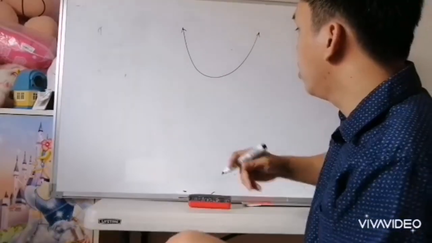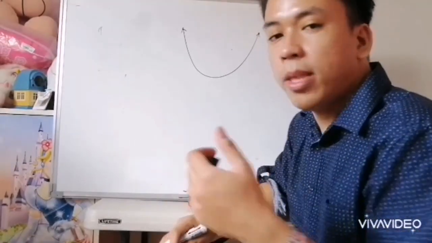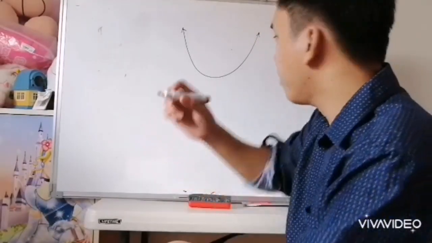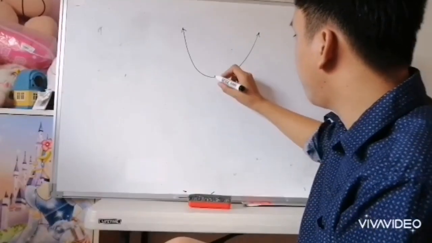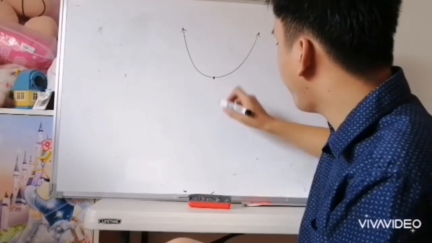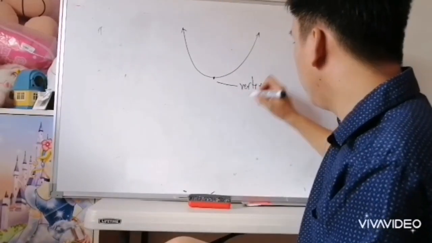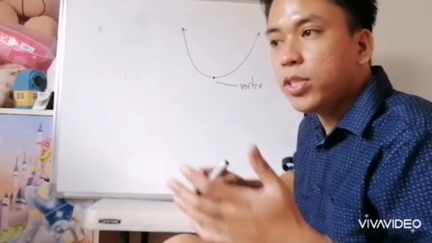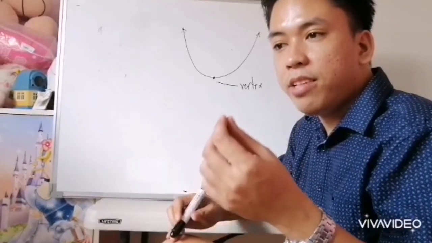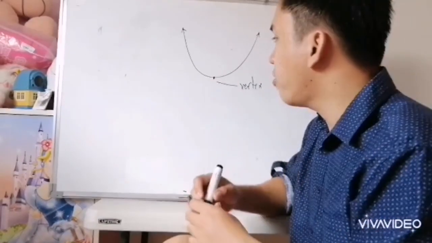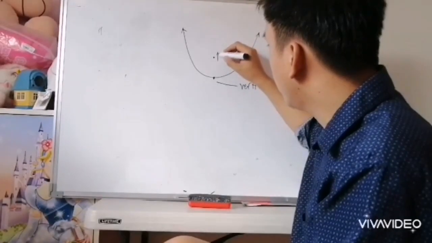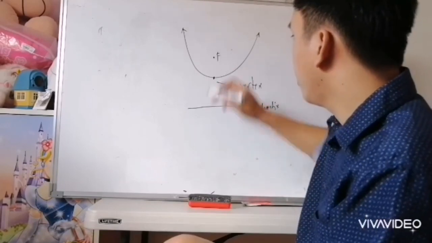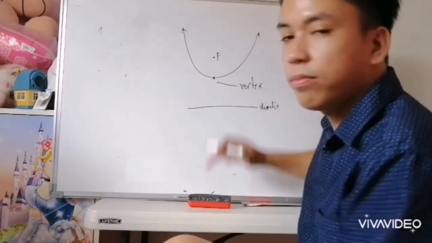Suppose this is your parabola. A point at which the parabola attains its maximum or minimum value is called a vertex. This type of parabola attains the minimum value, so somewhere here, the minimum value, is the vertex. Since the vertex is a point on the parabola, and according to the definition, a parabola is a set of points equidistant to the focus and the directrix, if this is your focus here, somewhere here is your directrix. So the distance from this is equal to this.